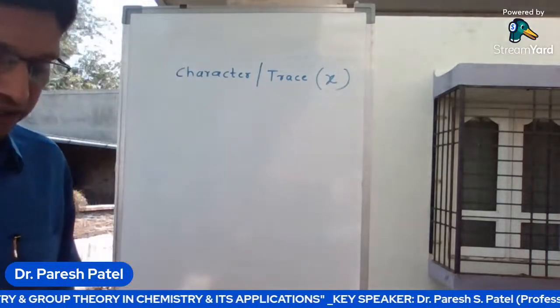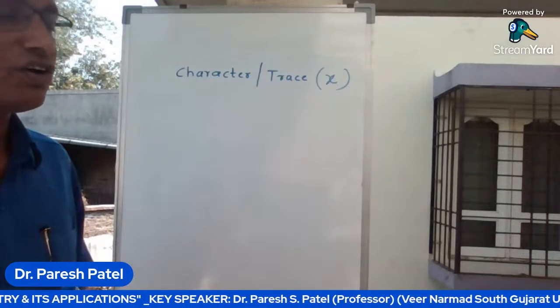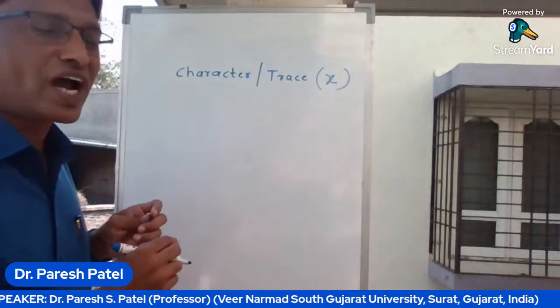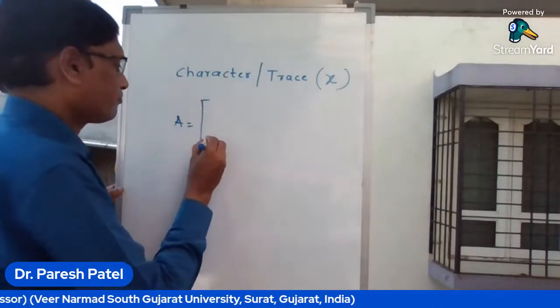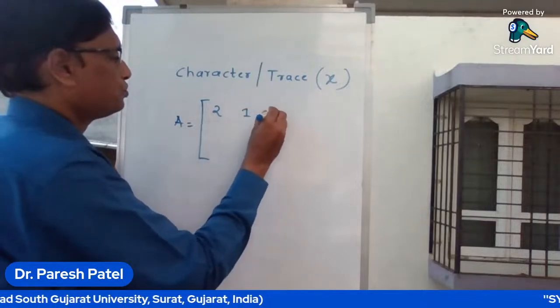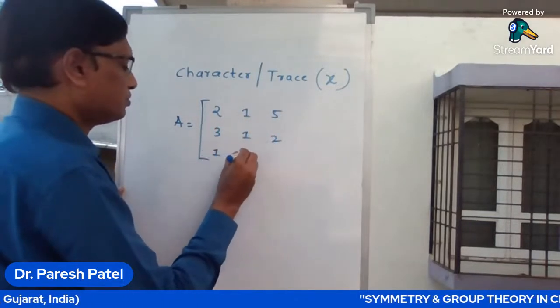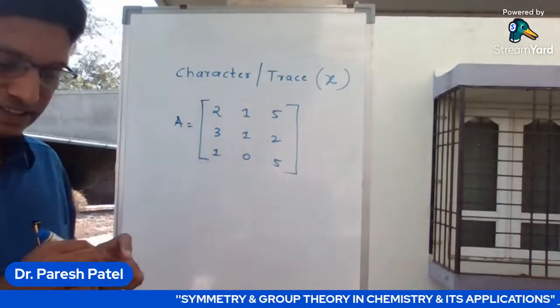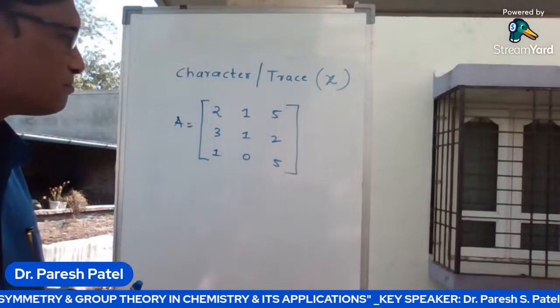Now, how to find out the character or trace of a matrix? Character or trace can be represented by the symbol chi. Now, A is equal to 2, 1, 5, 3, 1, 2, 1, 0, 5. This is the matrix A. Now, what is the character or trace of this matrix?